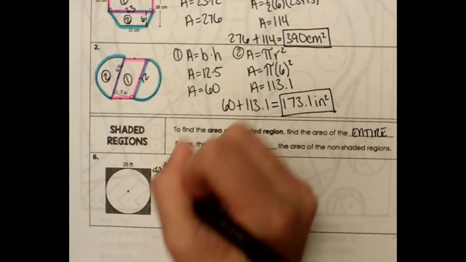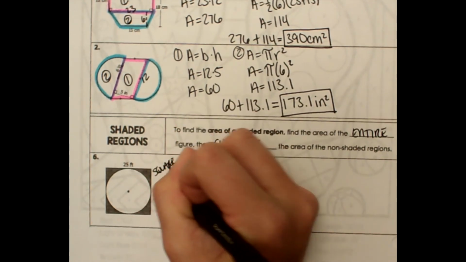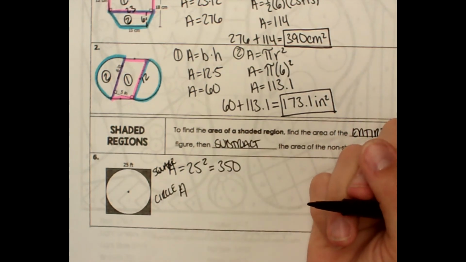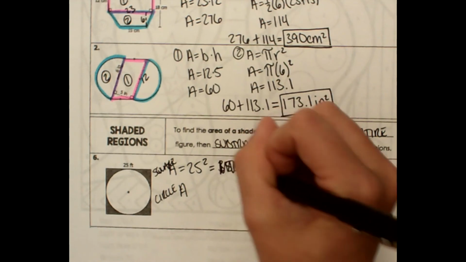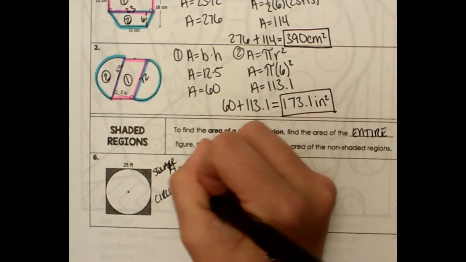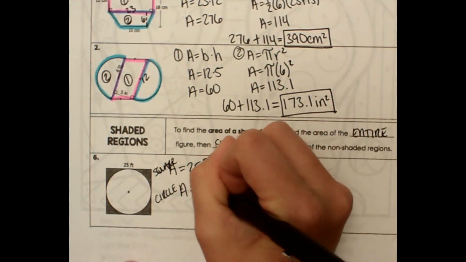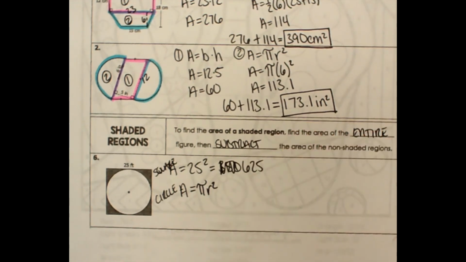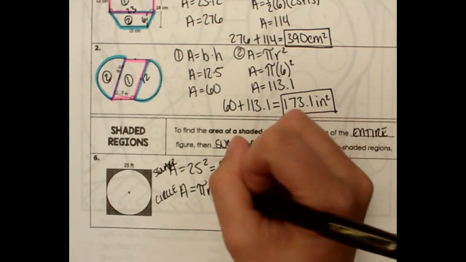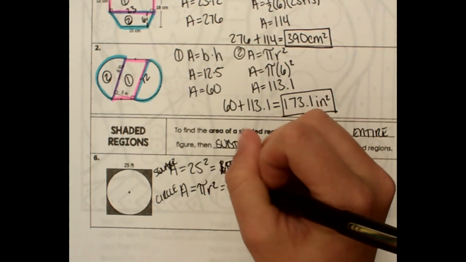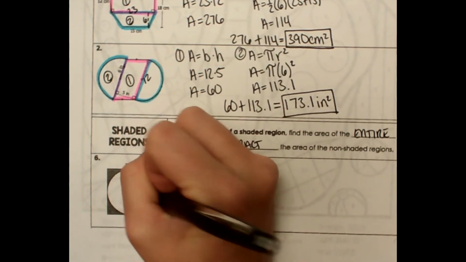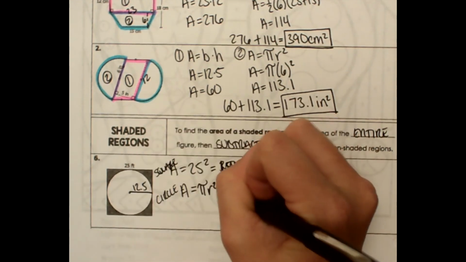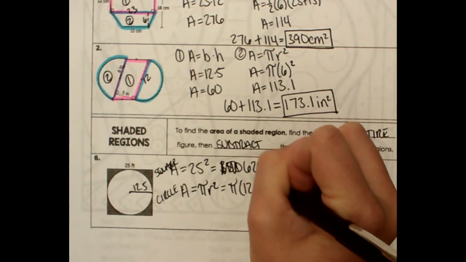Your area of a circle is pi r squared. The radius of my circle would be the 12.5. You have to do 25 divided by 2, so that gives you 12.5. So it's going to be pi times 12.5 squared.